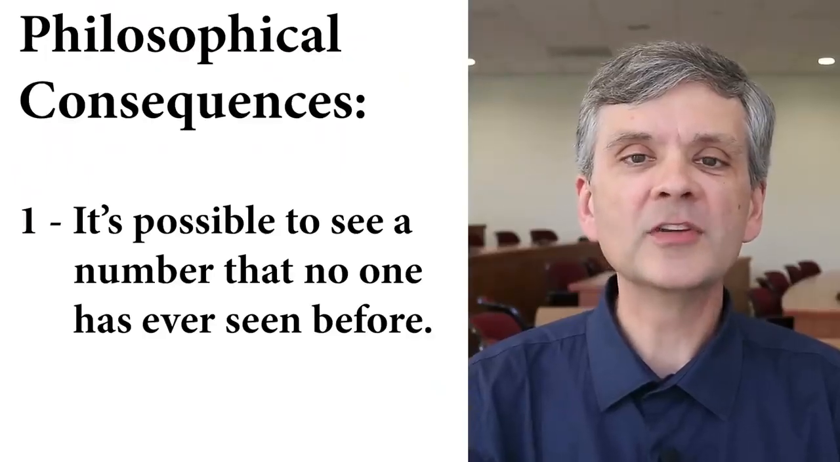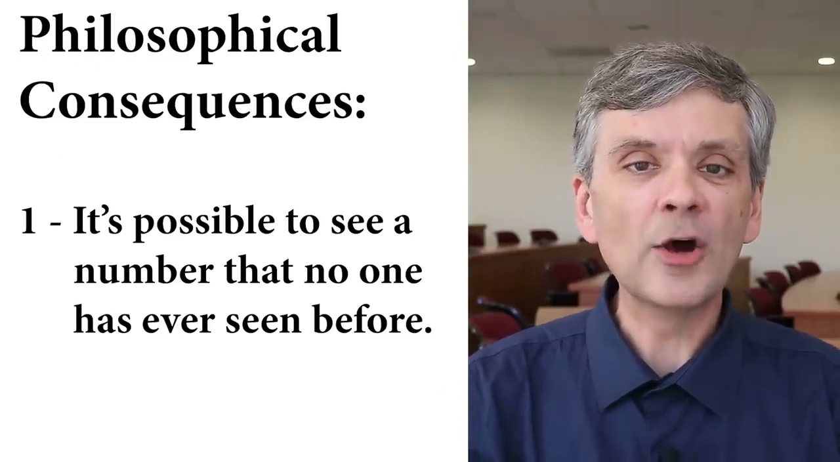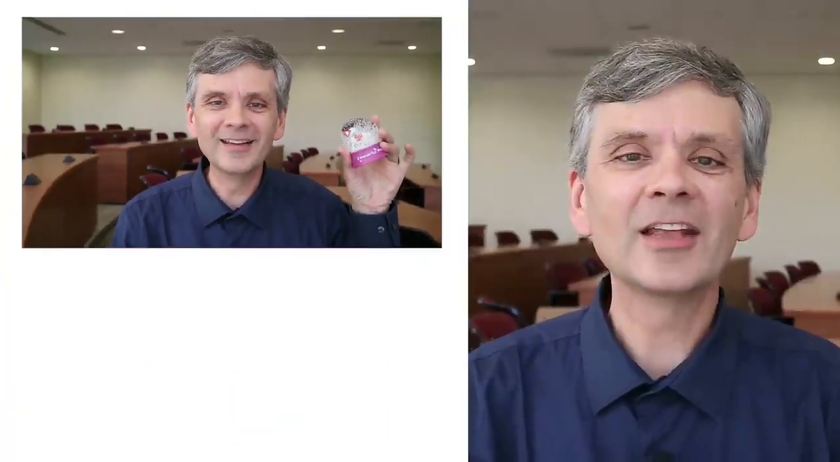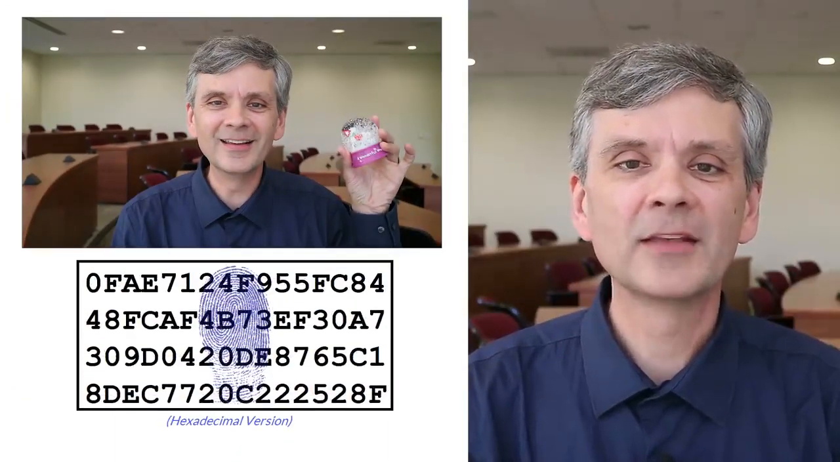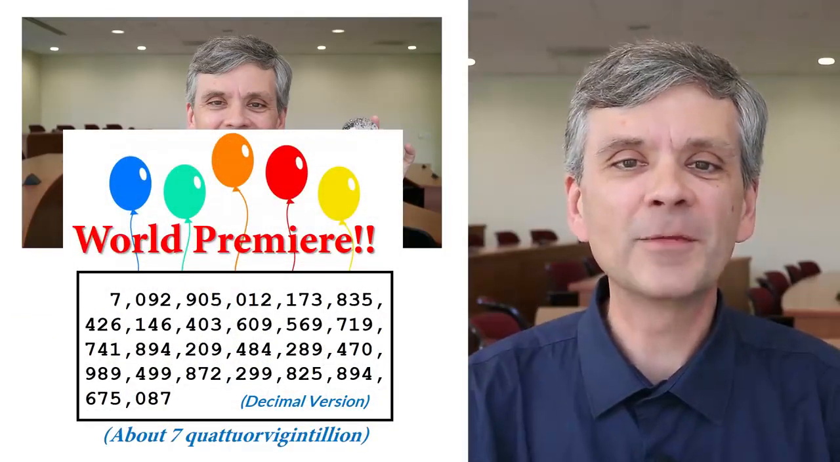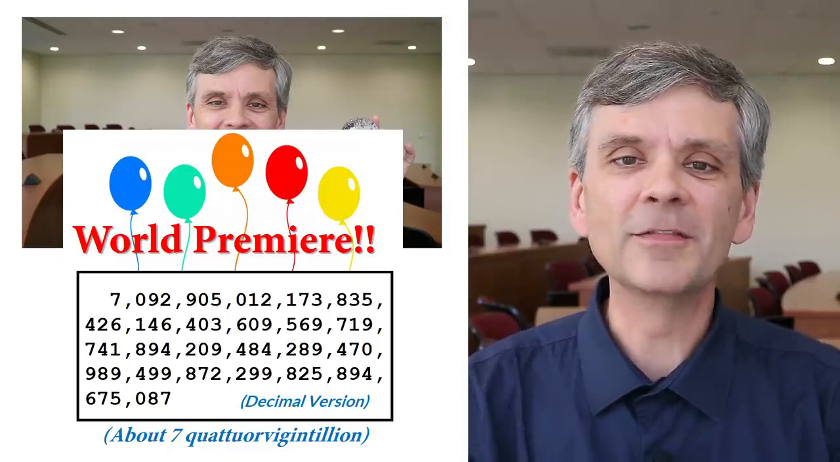Beyond the usefulness of this algorithm, I think some of the philosophical consequences are amazing to think about. First of all, it's possible for you to see a number that literally no one else in human history has ever seen before. All you have to do is take a picture with some randomness in it and then calculate the SHA-256 hash. So ladies and gentlemen, here's the world premiere of this number that I just made from that picture. It's never been seen before.